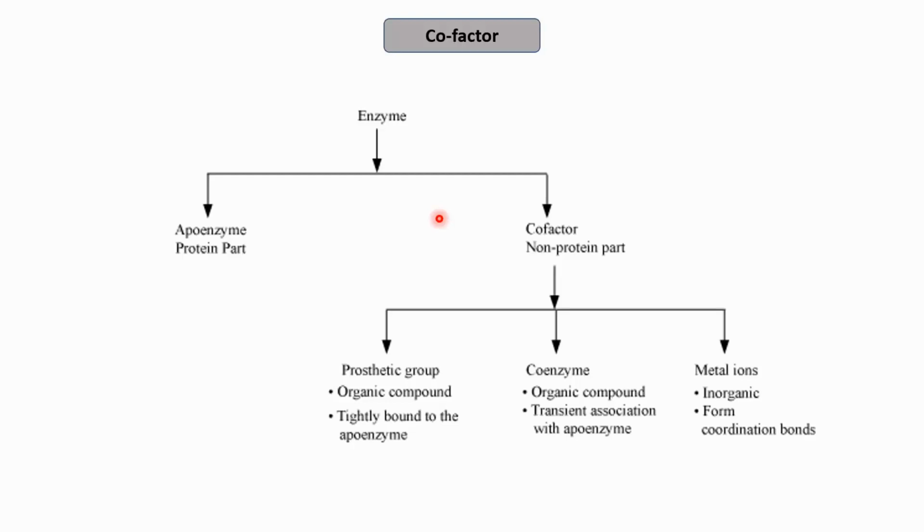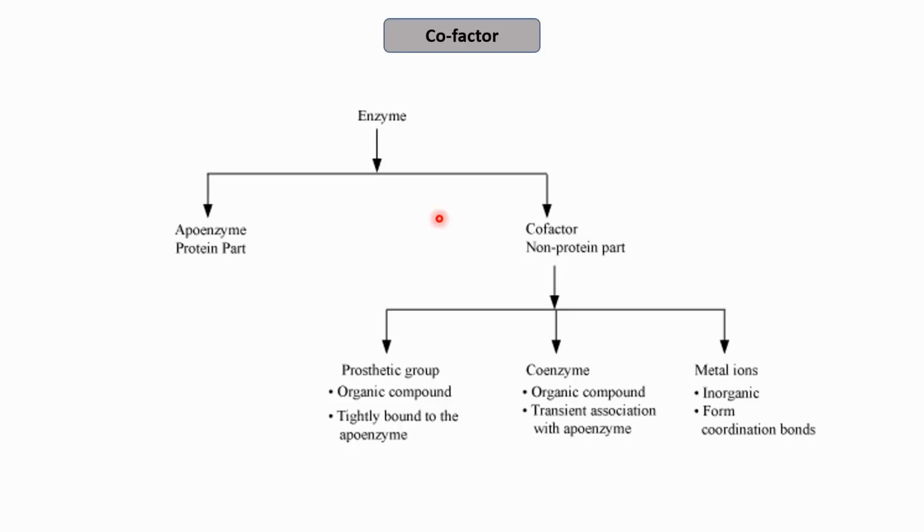Prosthetic groups are organic compounds, and they differ from other cofactors in that they are tightly bound to the apoenzyme, as compared to the coenzymes or the metals. For example, peroxidase and catalase catalyze the breakdown of hydrogen peroxide into water and oxygen. Here, the heme is the prosthetic group, and it is a part of the active site of the enzyme, tightly bound to the apoenzyme, the protein part of the enzyme.